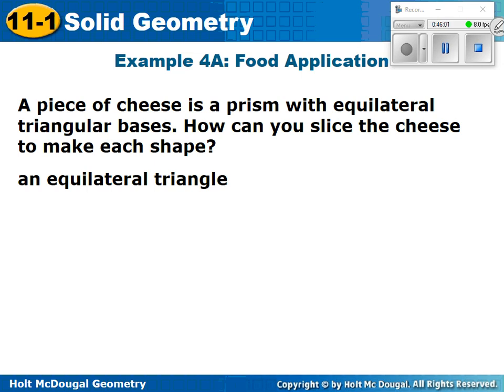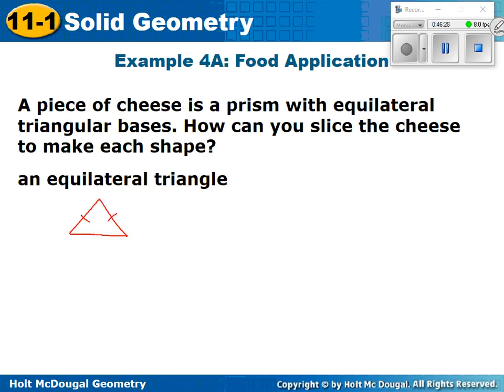A piece of cheese is a prism with equilateral triangular bases. You may have some problems where they don't give you a picture and you have to come up with the picture. You're going to have to draw three-dimensional solids as we go throughout this chapter. You may need to practice that. Again, look in your book, trace if you need to until you get good at it. But a piece of cheese is a prism with equilateral triangular bases.